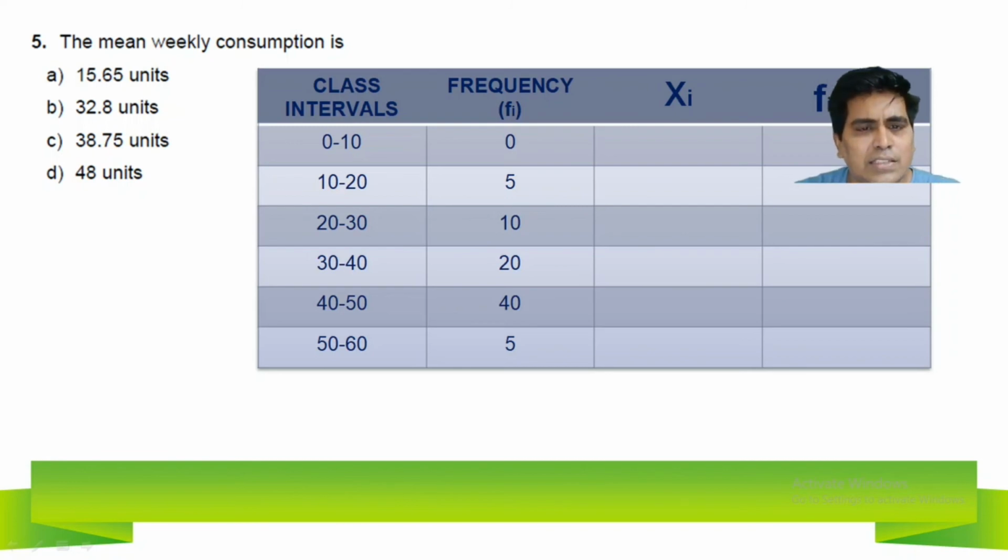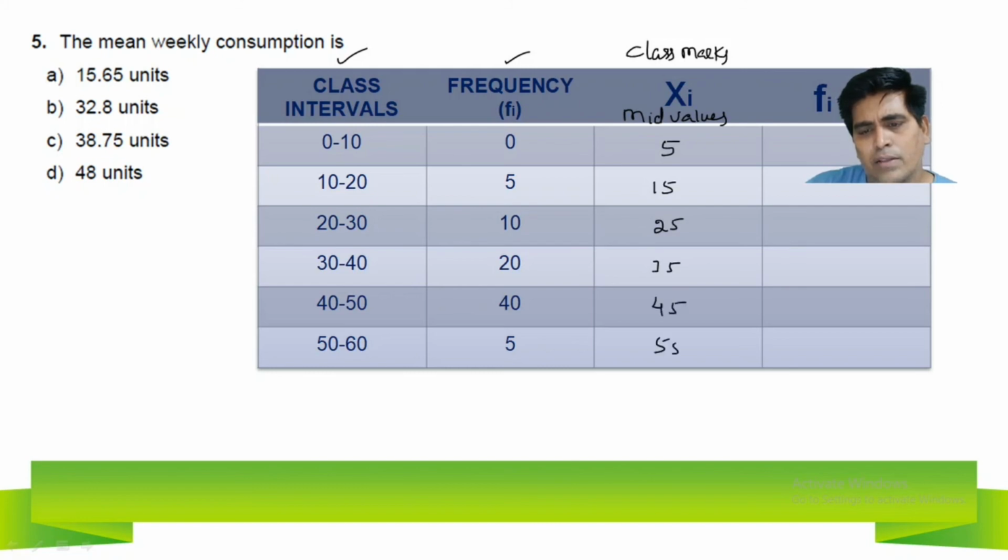So clearly the class intervals I wrote and the frequencies I wrote. Quickly we'll find the class marks, or we can call them the mid values. So find out this one. 0 to 10 we already calculated earlier, the classes are the same, that's why it is 5, 15, 25, 35, 45, 55. So these are the class marks, or class mid values we can call them.